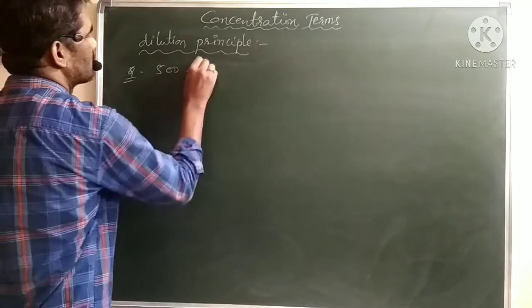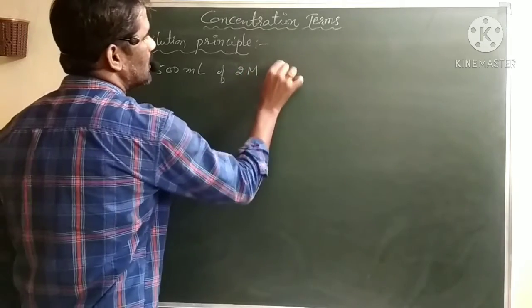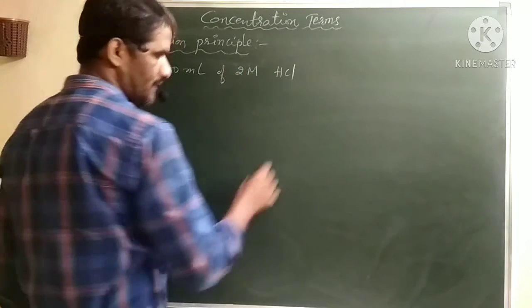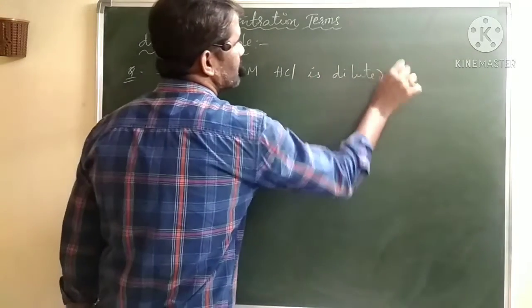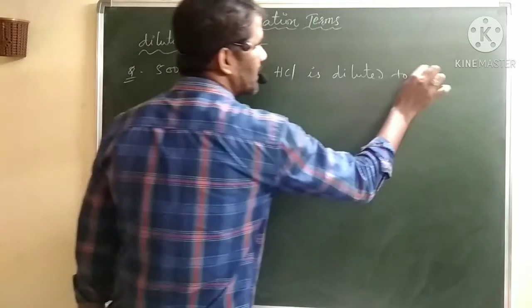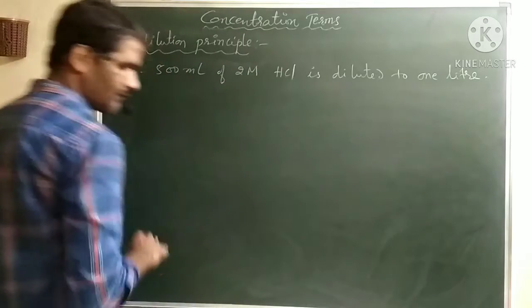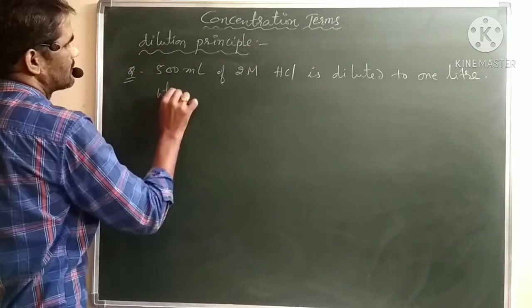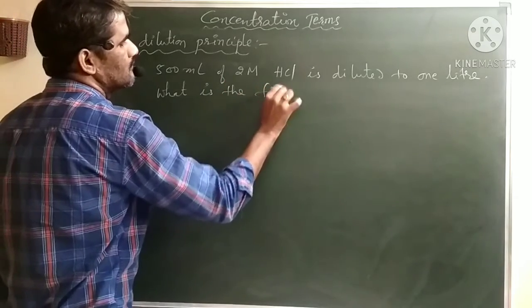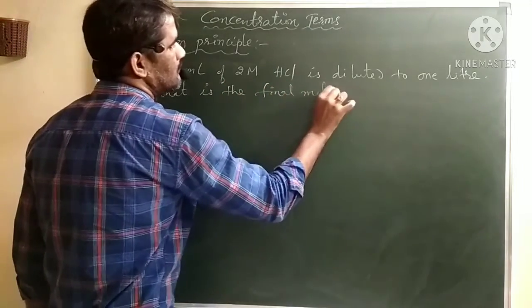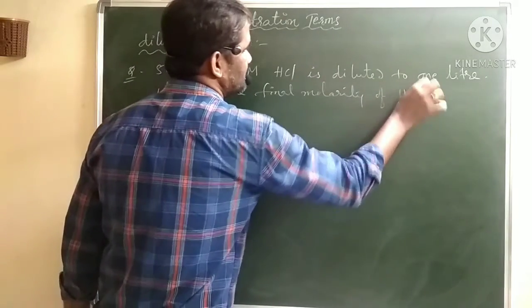Here, 500 ml of 2 molar HCl is diluted to 1 liter. What is the final molarity of HCl?